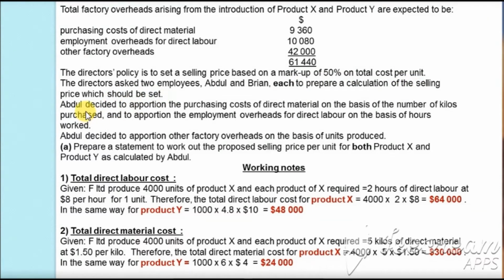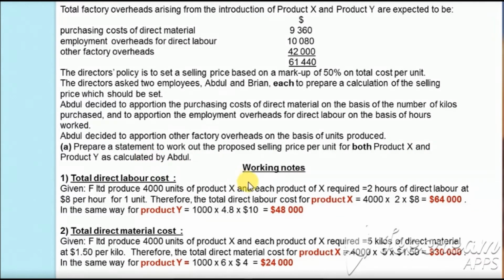Abdul decided to apportion the purchasing cost of direct material on the basis of number of kilos purchased, and to apportion the employment overheads for the direct labor on the basis of hours worked. Abdul decided to apportion other factory overheads on the basis of units produced. A. Prepare a statement to work out the proposed selling price per unit for both product X and product Y as calculated by Abdul. So let's make the statement.